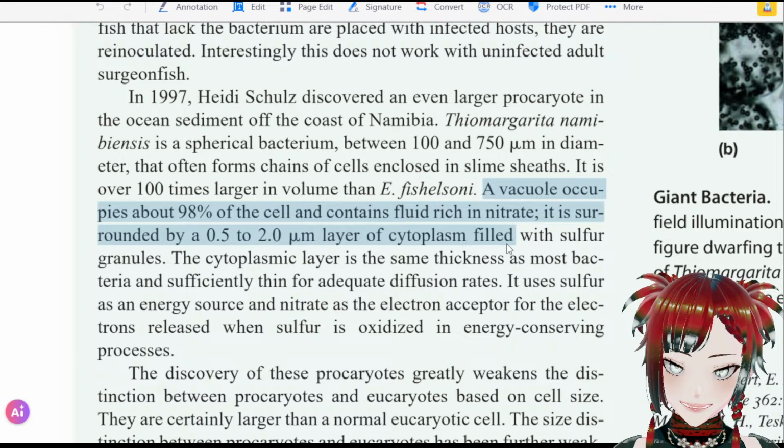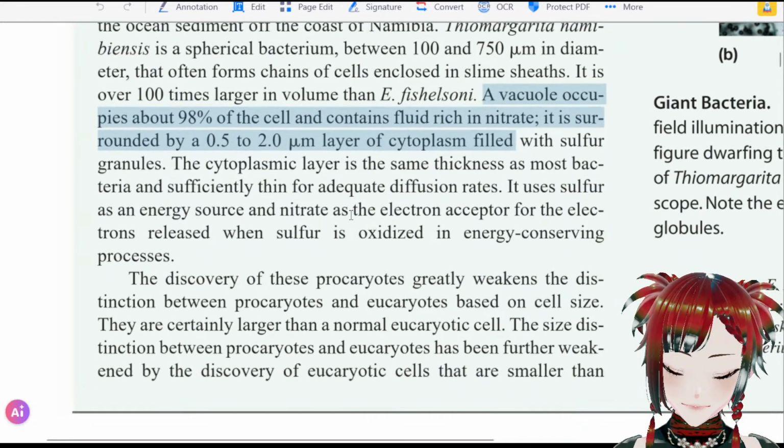Now, the cytoplasmic layer is the same thickness as in most bacteria and sufficiently thin for adequate diffusion rates. They are saying the thickness is not different, right? The thickness is not about the size, it's about the fluidity. And they use the sulfur as an energy source. No wonder they have that much storage for the sulfur. And how do they use the sulfur? They use nitrate as well, as an electron acceptor for electrons released from sulfur, which is the energy source.